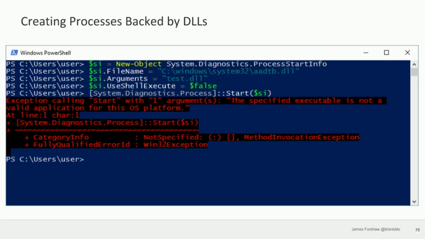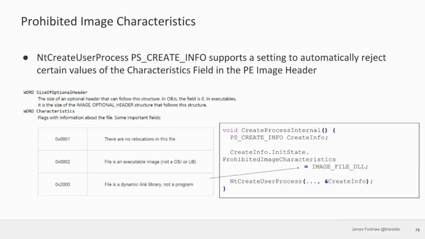A DLL is a dynamic library. It seems to make no sense at all. So yeah, if you do that, it's obviously going to fail. But it turns out it doesn't have to be that way. It can be something else entirely. Basically, create process internal can set a special flag in the create info which says, if that executable file is a DLL, just don't allow it.